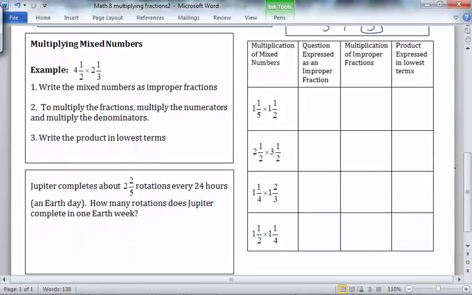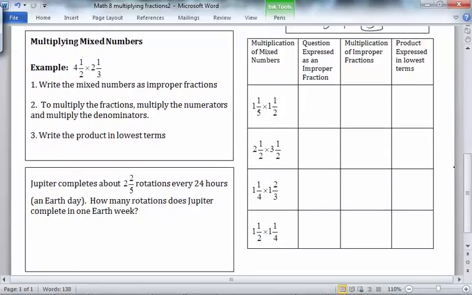The last type I wanted to go over today was multiplying mixed numbers. So the first step, if I've got 2 1/3 times 4 1/2, is to write each mixed number as an improper fraction. And it's the same thing as always. Remember, 2 times 4 is 8. 8 plus 1 is 9. And then 2 times 3 is 6. 6 plus 1 is 7. Denominators stay the same. 9 times 7 is 63.